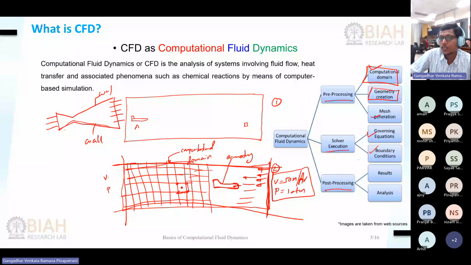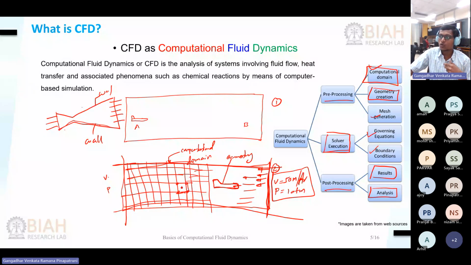After specifying your boundary conditions, you need to run your simulation. Running the simulation means you need to solve your partial differential equations to get the velocity details or pressure details in your complete computational domain. Once you get velocity and pressure details, you will gather the results. Whatever simulations you perform, you will gather those results and then analyze them for your requirement.